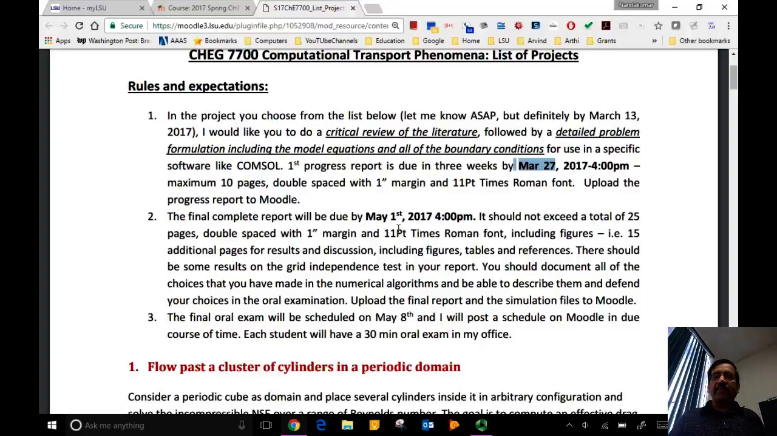Upload that by May 1st by 4 p.m., and the oral exam will be scheduled 1 week from that day, May 8th. That will be a 30-minute exam for each individual. I'll put up a schedule on Moodle as we approach the date, and you just come into my office at the time, and by then I would have your report and your project files, whatever COMSOL files. So that'll be one-on-one? It'll be one-on-one. So it's possible we can schedule it a little before? Yes, you can. If you have to do it earlier, that's fine.